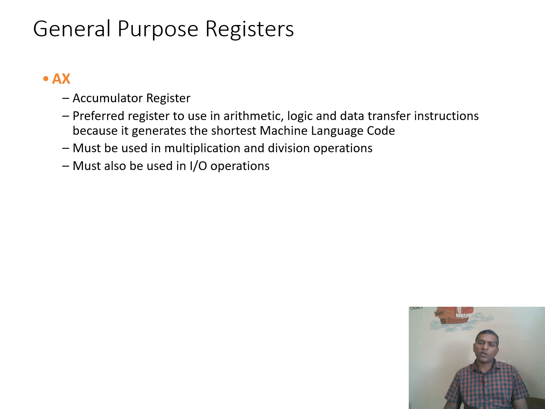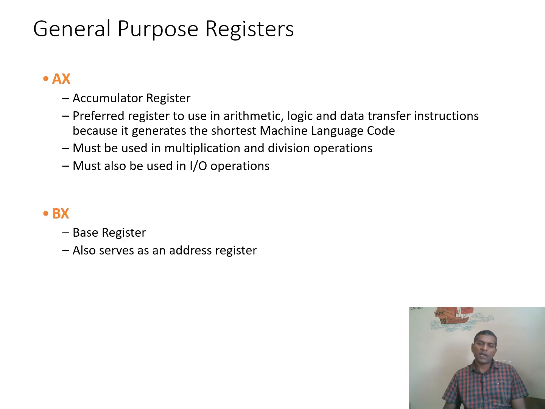Sometimes we also need to transfer data, so this will be the default. By default, we will store the information here, because it generates the shortest machine language code. It must be used in multiplication and division operations. This is very close, so it will be used the maximum number of times. Whenever we are working on I/O operations, whenever we want to send data to some devices or get data from devices, then this will be the default register, always available for processing.